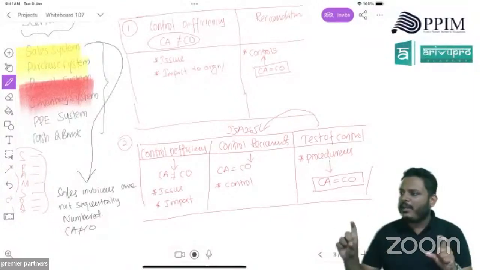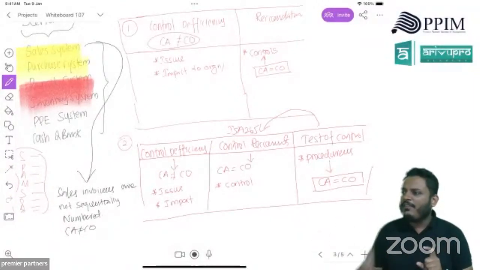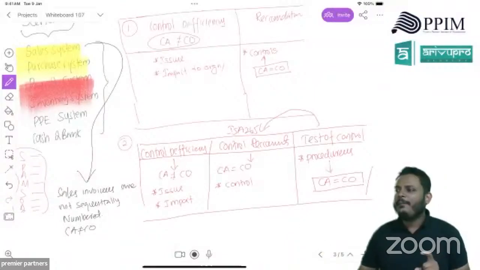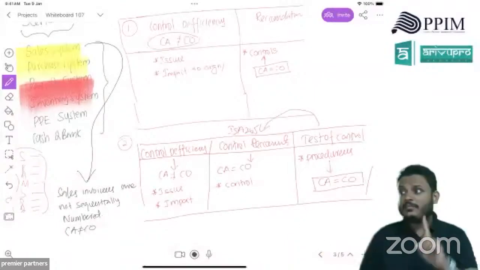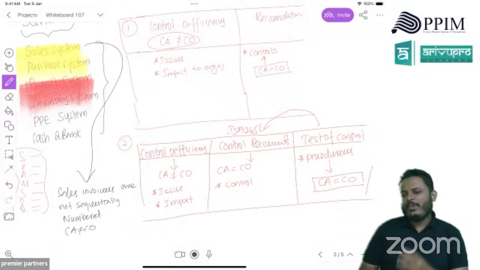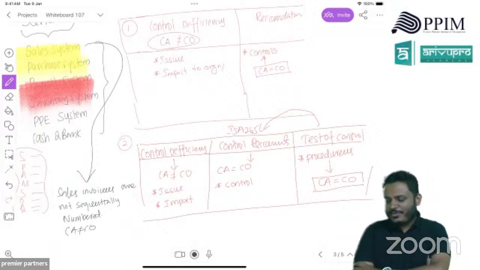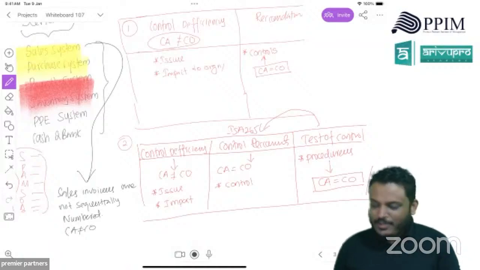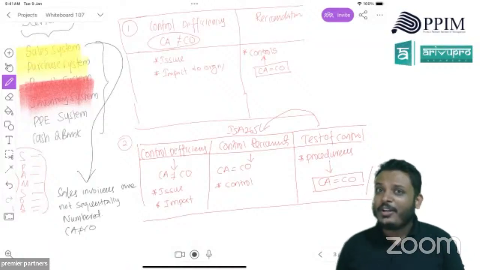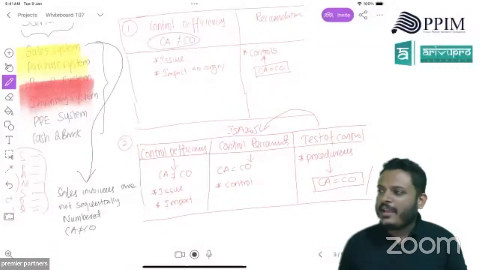Select a sample of sales invoices and review whether they are sequentially prepared or not. A general answer, if I'm a little technical, is that I can use application controls. Yes or no? I can use application controls. Computer assisted audit technique, can you remember? Test data and audit software.